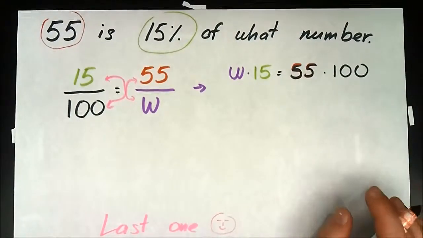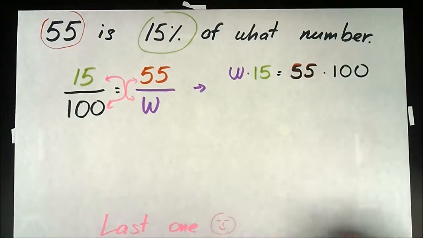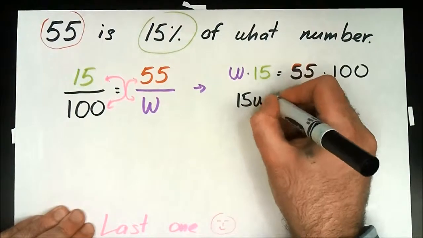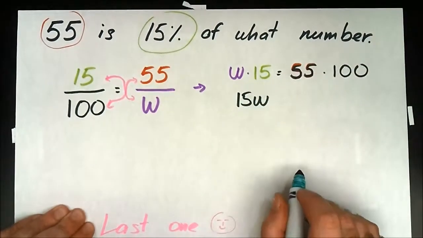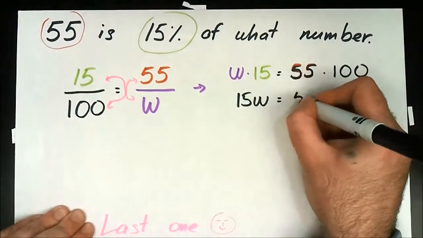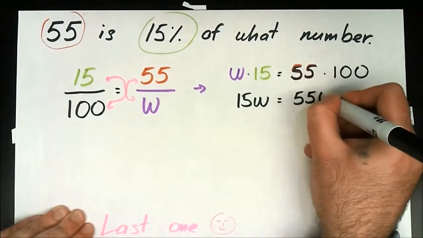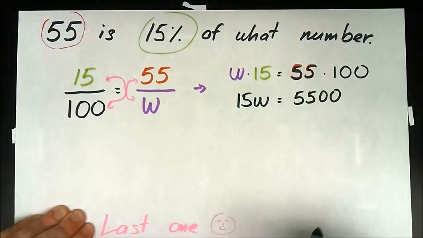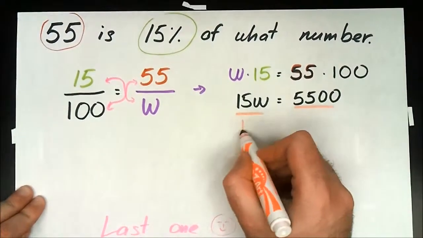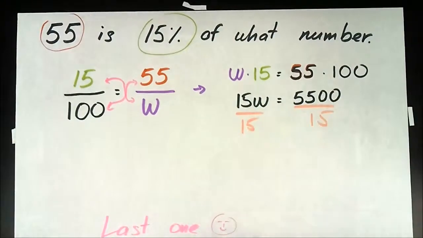Alright, so what is 55 times 100? That one may be a little bit more difficult to do off the top of your head. But this is how I do it. What's 10 times 55? 550, add a 0. Becomes 5,500. What's my last step? Divide both sides by 15.